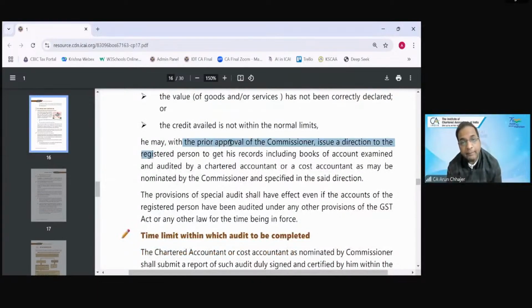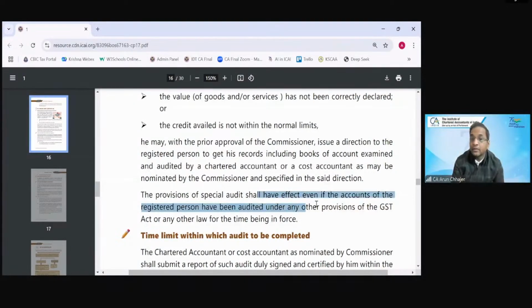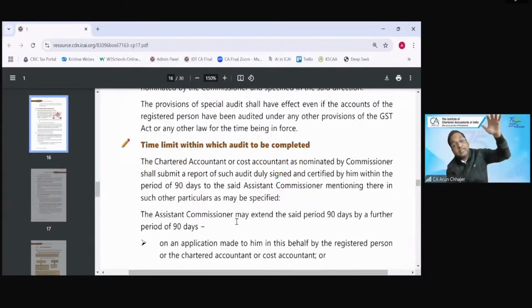He may, with the prior approval of the Commissioner, issue a direction to the registered person to get his records, including books, examined and audited by a chartered accountant or cost accountant as nominated by the Commissioner. This chartered accountant or cost accountant will not be identified by the registered person. It will be nominated by the Commissioner. The provision of the special audit shall have effect even if the accounts have been audited under any provision of the GST law. For example, I'm talking about 35(5), the initial days when that GST audit was there by the professional. Even then the special audit can be conducted for that person.